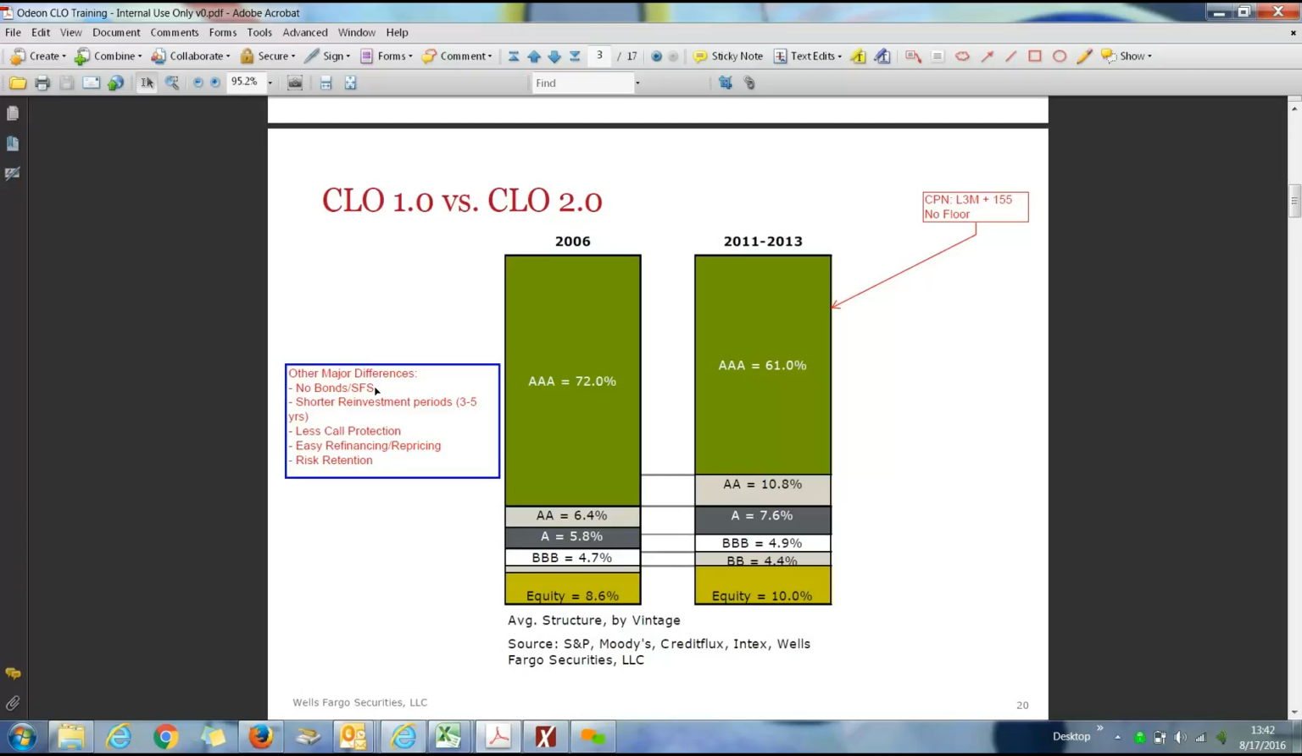The reason is the biggest buyers of these AAAs are banks and insurance companies. And at least the banks can't buy something that's got a security in it, which would be a bond or another CLO bond or a second lien bond or anything that's a security. They'd have to put extra risk-weighted capital against it. So basically, that means that nobody that wants to qualify for CLO 2.0 is going to put anything other than loans into the deal.